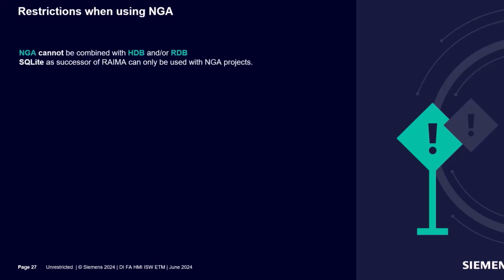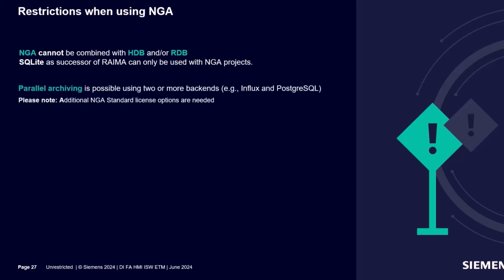The Next Generation Archiver, NGA, has several restrictions that users need to be aware of. The NGA, NextGen Archiver, cannot be combined with HDB, Historical Database, and/or RDB, Relational Database Manager. Also, SQLite, a successor of RDB, can only be used with NGA projects. Parallel archiving is possible using 2 or more backends, such as InfluxDB and PostgreSQL. However, additional NGA standard or premium licenses are required for this setup, and NGA backend connections.